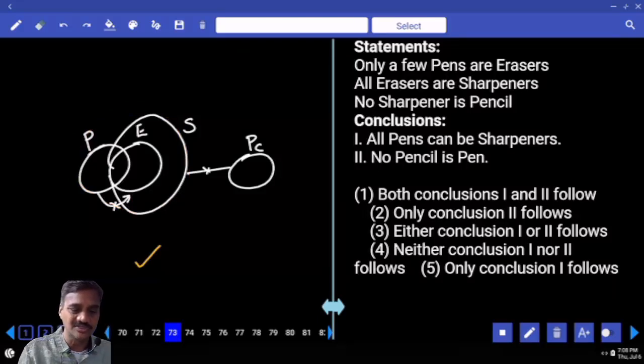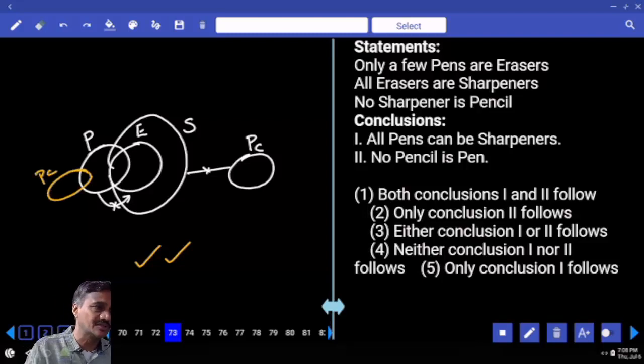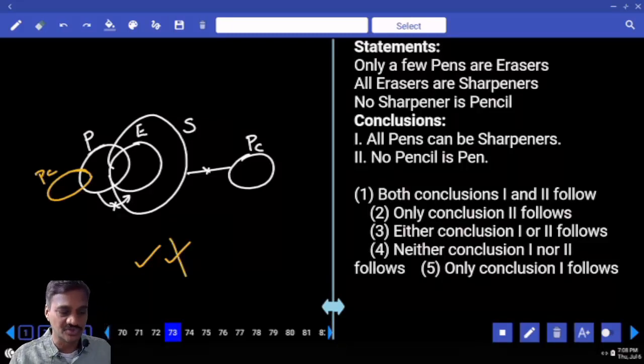And no pen is pencil, that is true. To make this one false, some pens are pencils, I can make this one. Alternate diagram, previous conclusion false. Then what is your answer? Only one. Only one follows, and it is given in choice 1, question number 73.